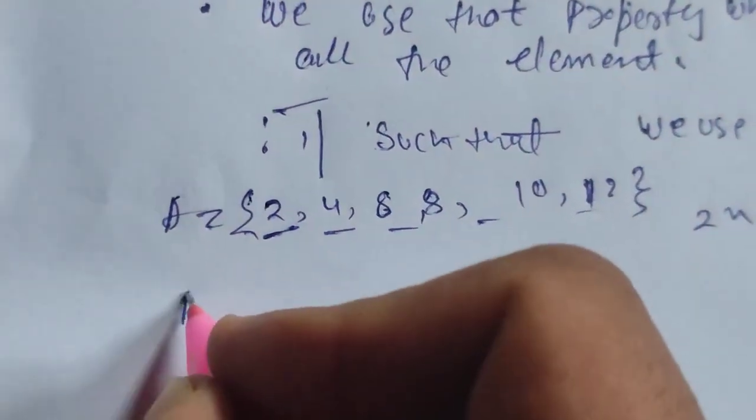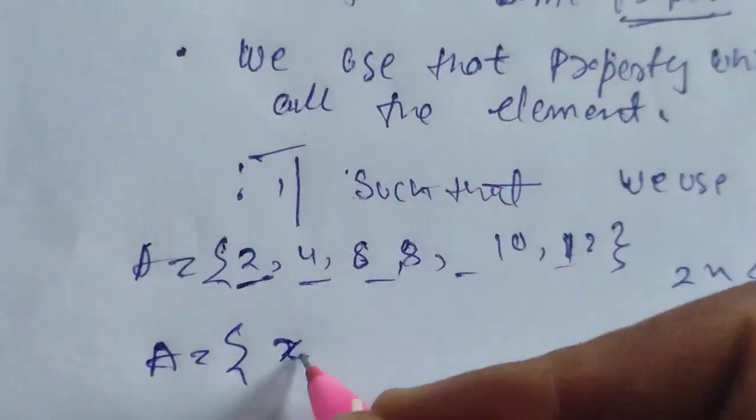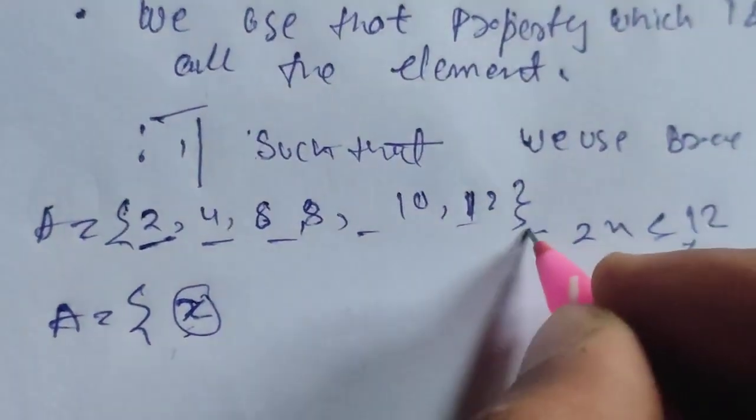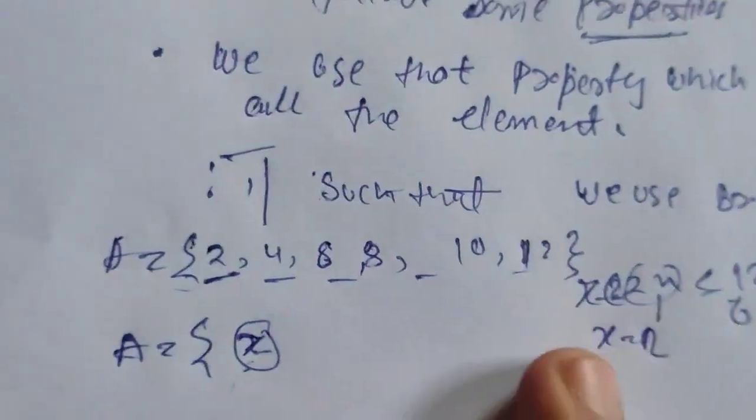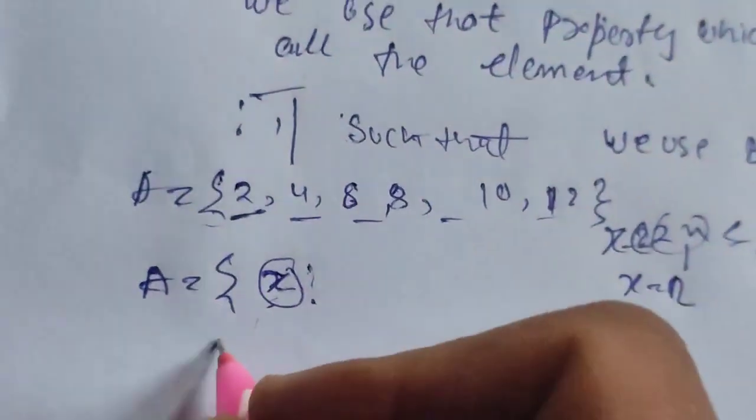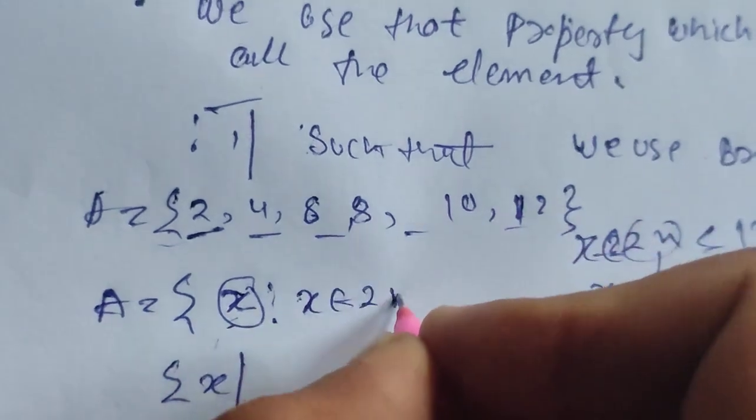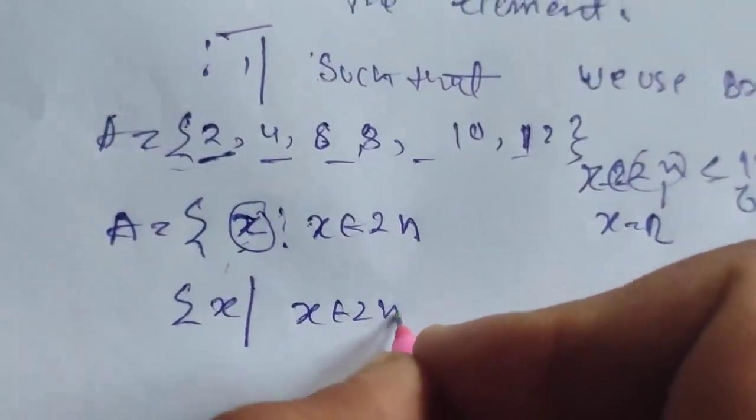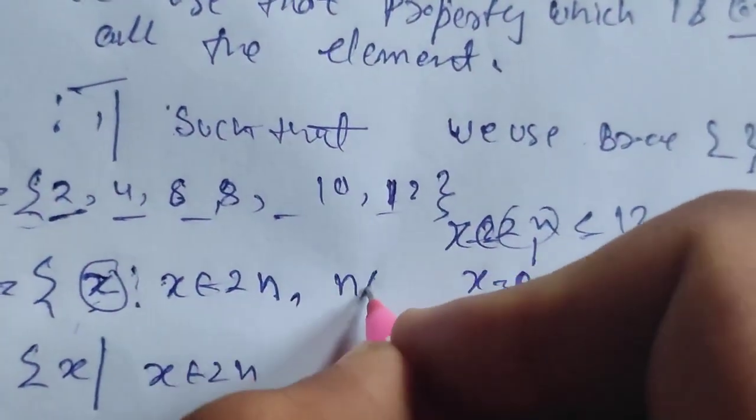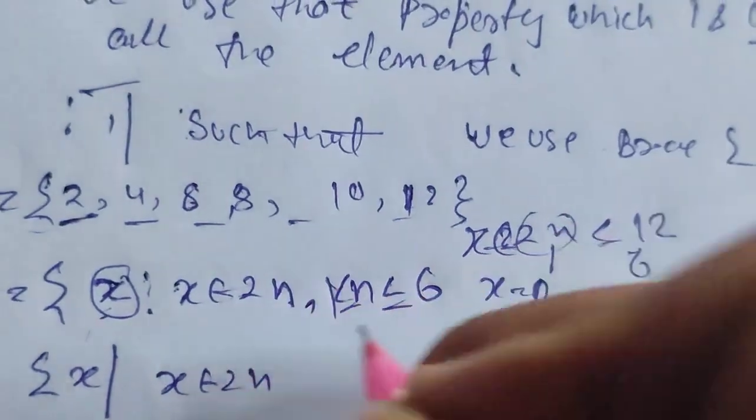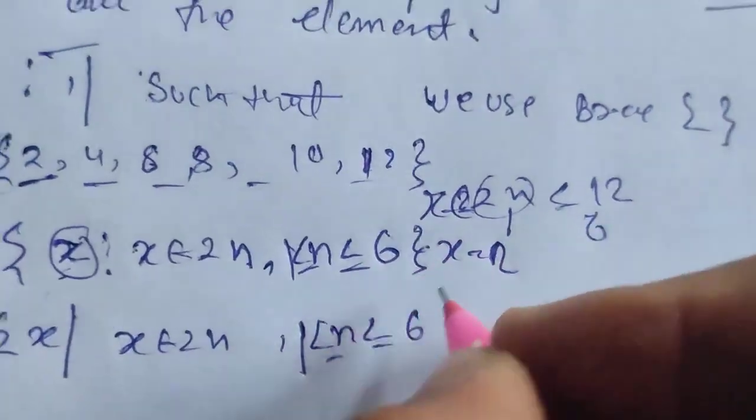So we generally make a set builder form like A equals curly brace, x such that x is the value which belongs to A, meaning all these x are numbers. So x such that, or simply x such that, both are the same, x equals 2n, that is the property, and where n is less than or equal to 6 and greater than or equal to 1, and close the bracket.